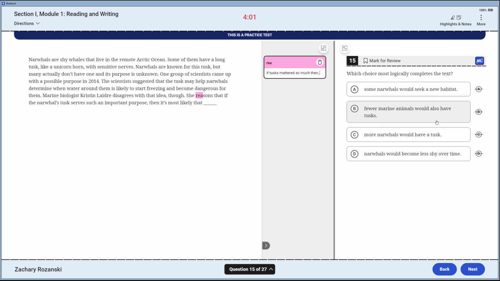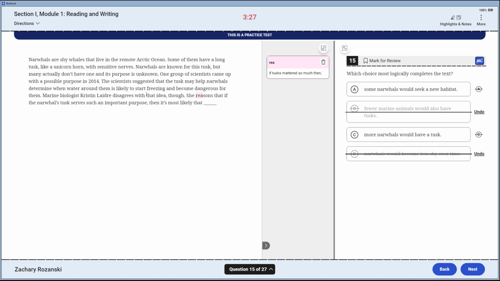Fewer marine animals would also have tusks. If tusks are so important, then fewer. This seems to just disagree with the general premise, right? If tusks were so good, then fewer would have them. No, if they're so good, more would have them. This makes C seem pretty attractive because it seems to be an idea antithetical to this, but I'm not going to pick it. Narwhals would become less shy over time. These poor little guys, they need to go out to little narwhal parties. If tusks were so important, then they wouldn't be so shy. That seems whack, and I'm going to kill it.